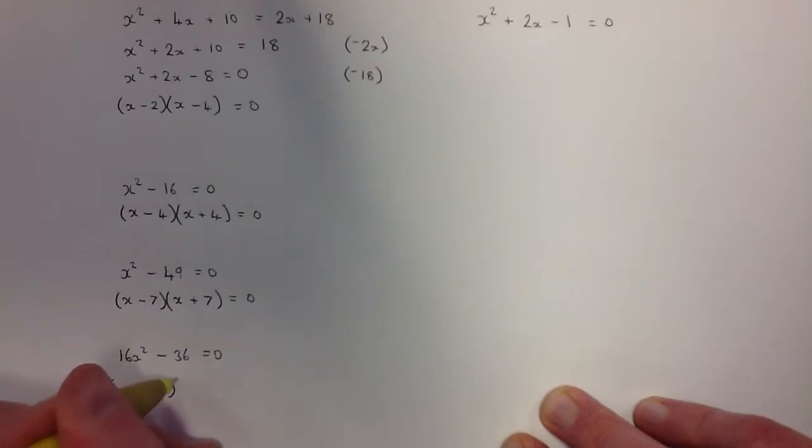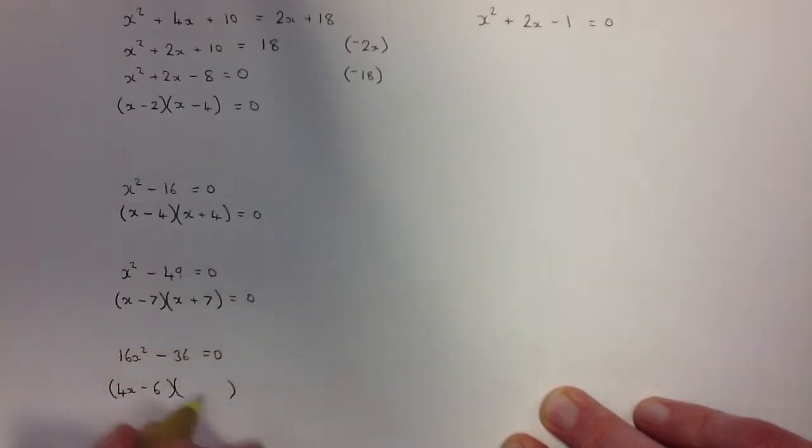The only difference in this case is you're not going to have just x, but you're going to have the square root of 16, which is 4x at the start of each bracket. So 4x, take away 6, 4x, add 6, equals 0. The 4's come from being the square root of 16. The 6's come from being the square root of 36. Again, one is positive, one is negative.